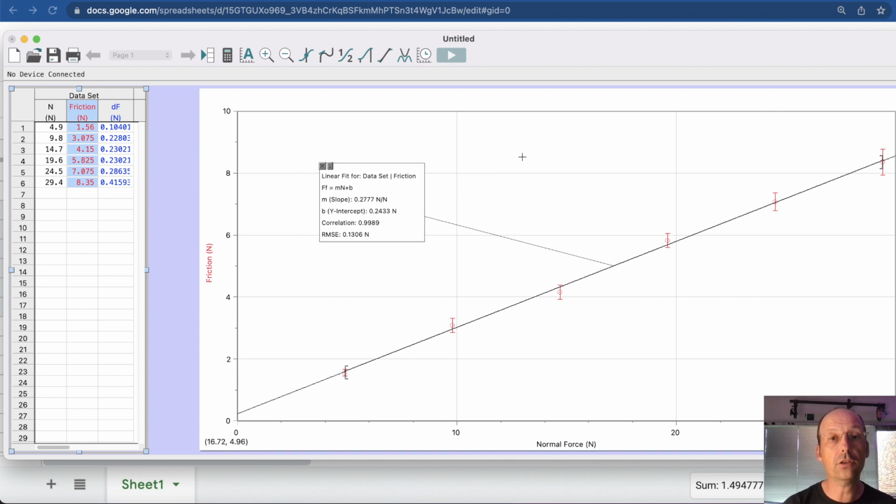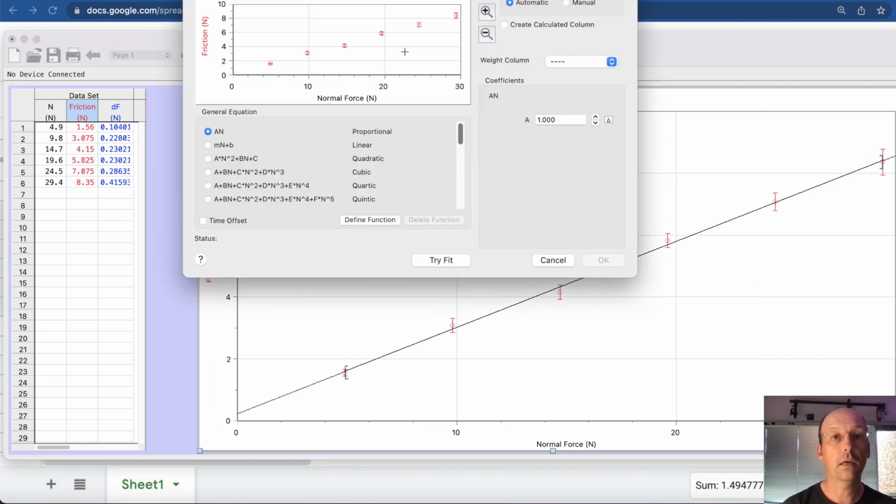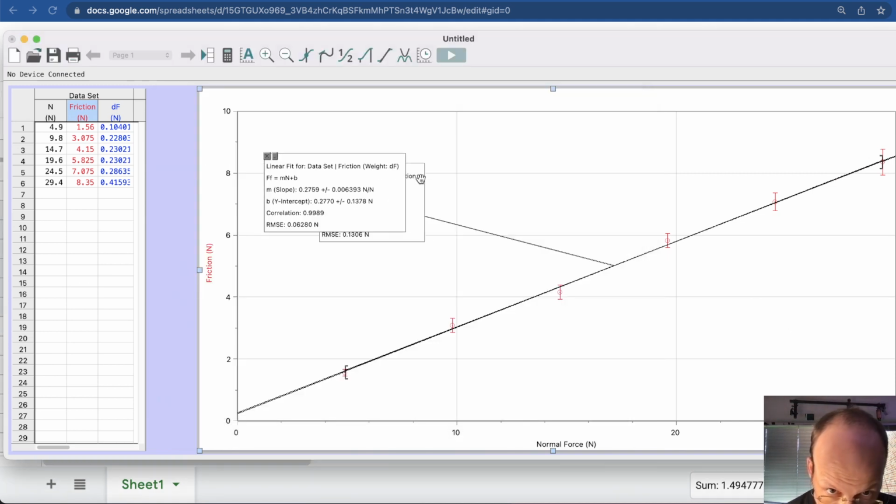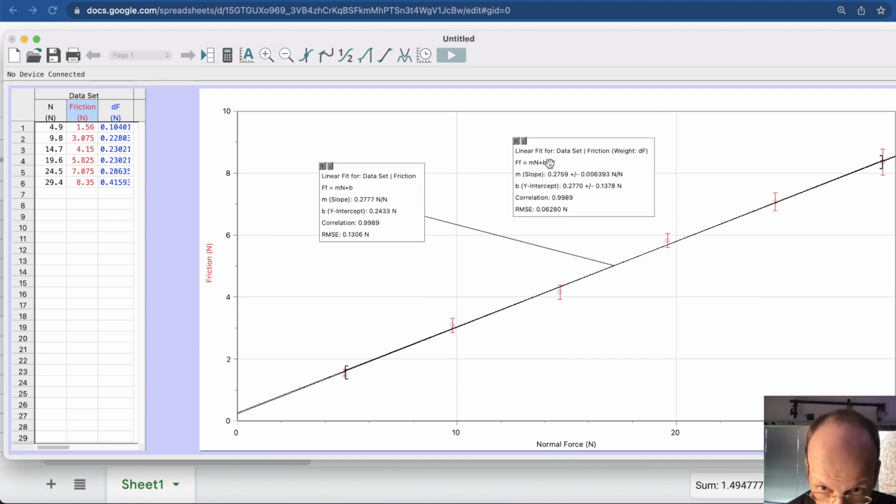Okay. Now, actually, if I go up here and I do this button, and this Curve Fit, and I choose Linear, Weight column by DF. I think it will take into account the uncertainty too. Try Fit. Okay, so let's see. That gives me a linear fit of 0.2759, so it's very close, but it does give me an uncertainty now. So that's kind of cool. I like that.